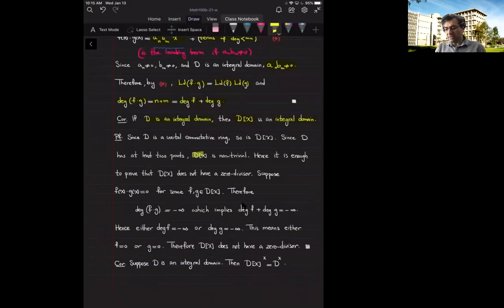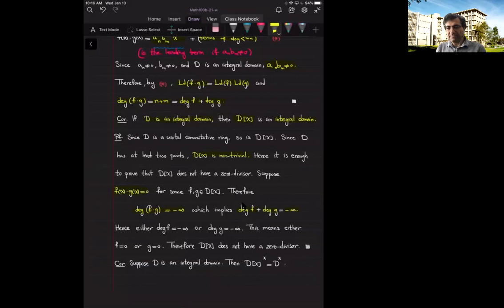Okay, so the only thing that we need to focus on is to show that D bracket X does not have a zero divisor. So suppose the product of two polynomials is actually 0, and I want to show that one of them should be 0. I'm going to apply the degree function to both sides. Knowing that f times g is 0 implies that the degree of the product is negative infinity. But we do know that the degree of a product is the summation of degrees. So this implies that the degree of f plus the degree of g is negative infinity.